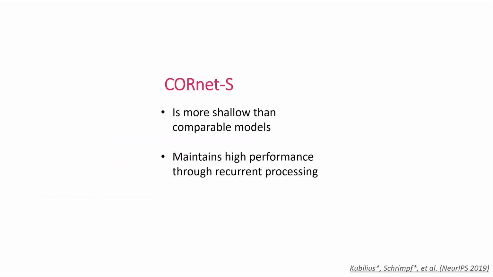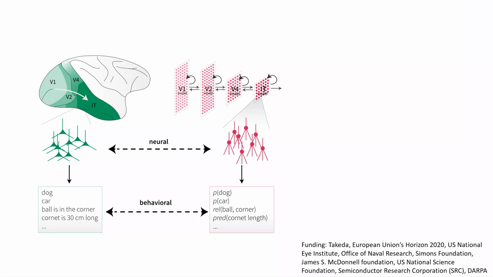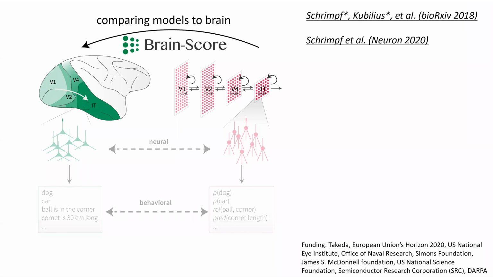It maintains high performance through this virtue of having recurrent processing. So even though it has way fewer layers, it still regains the virtual depth by applying the same set of weights over and over. And finally, it predicts, or is the first model to predict, the temporal dynamics in the brain's ventral stream.